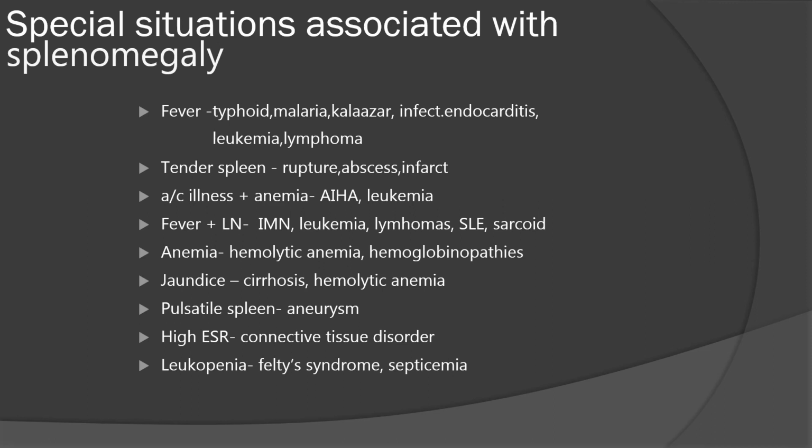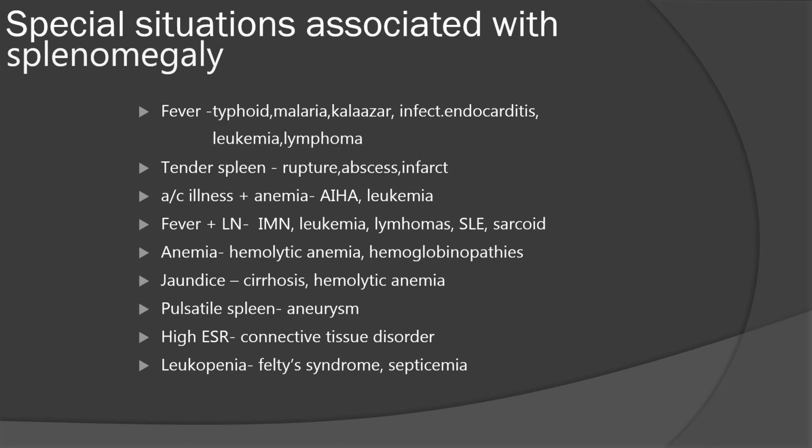Special situations associated with splenomegaly. If there is splenomegaly along with a history of fever, it can be typhoid, malaria, Kala-Azar, infective endocarditis, leukemia, and lymphoma. Tender spleen is seen in case of splenic abscess, splenic infarct, or splenic rupture. Any acute illness plus anemia can be seen in leukemias and autoimmune hemolytic anemias. When there is fever along with lymphadenopathy, it can be infectious mononucleosis or leukemia or lymphomas or SLE or sarcoid.